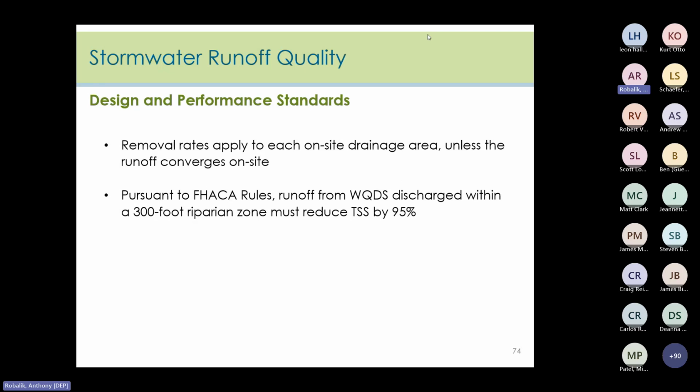So each individual drainage area must meet the 80% requirement unless there is convergence prior to discharge from the site. Drainage areas discharging to different locations cannot be averaged together. And additionally, the water discharging within a riparian zone must reduce TSS by 95%.